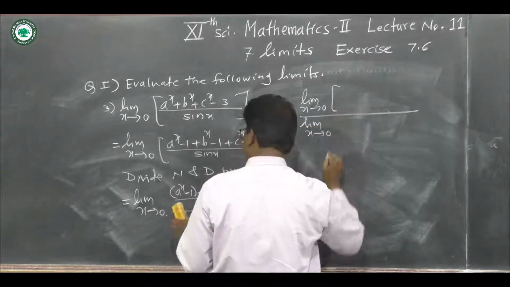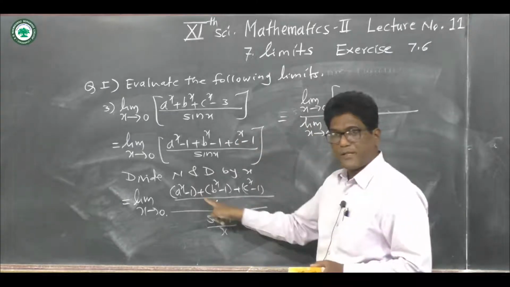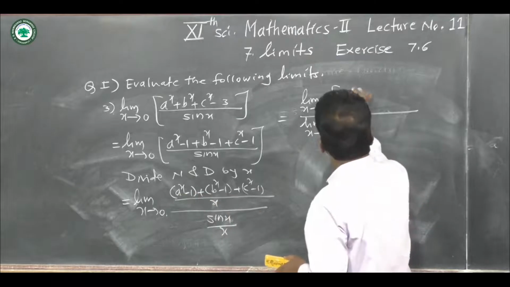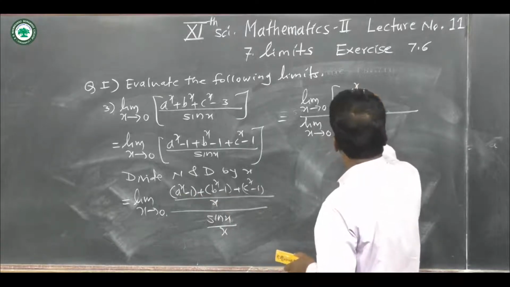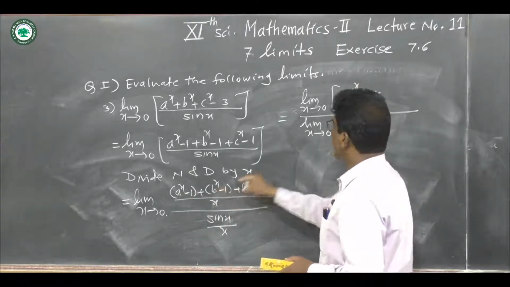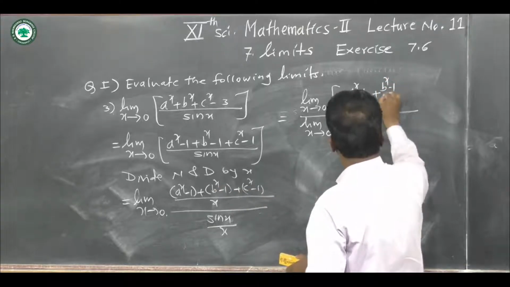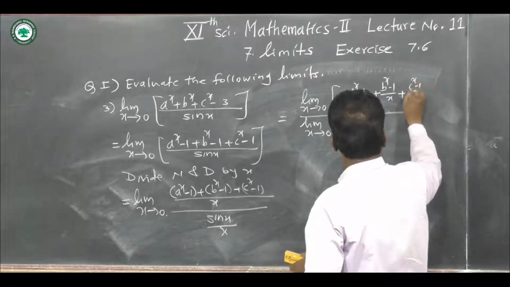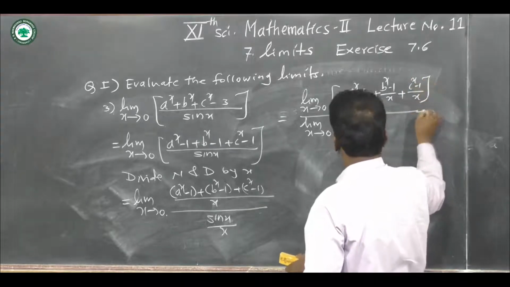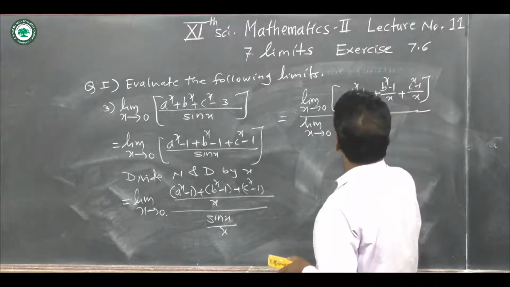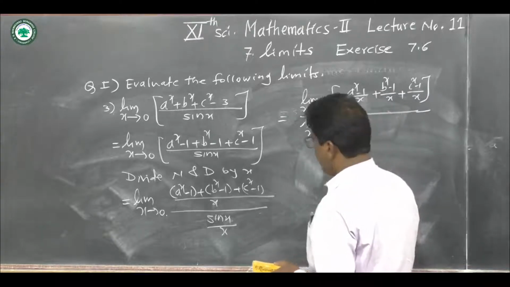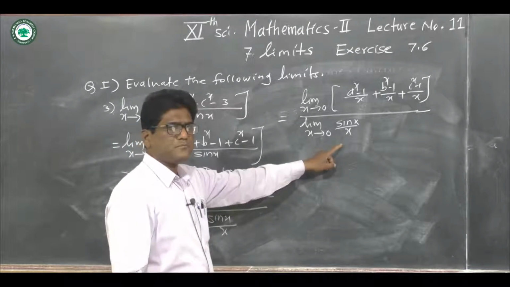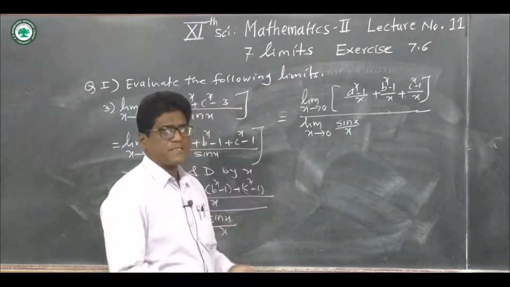Now in the numerator we divide by x separately to every term, that is (a^x - 1)/x + (b^x - 1)/x + (c^x - 1)/x, and divided by limit x tends to 0 of sin x / x. In the denominator, it is a standard formula we have seen in the previous exercise.